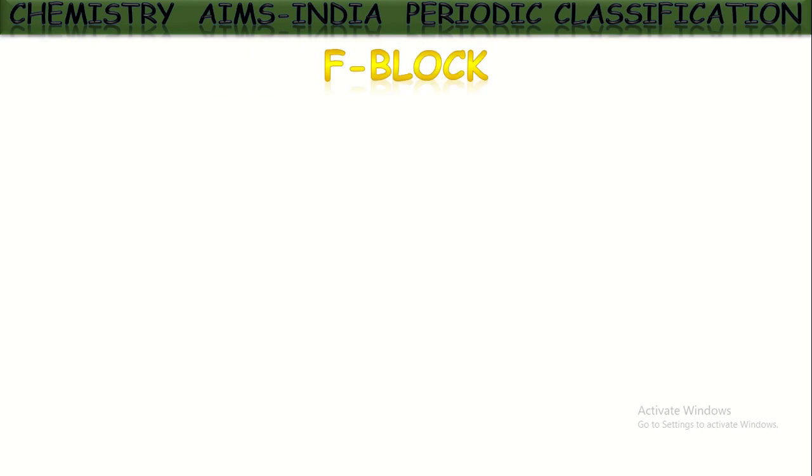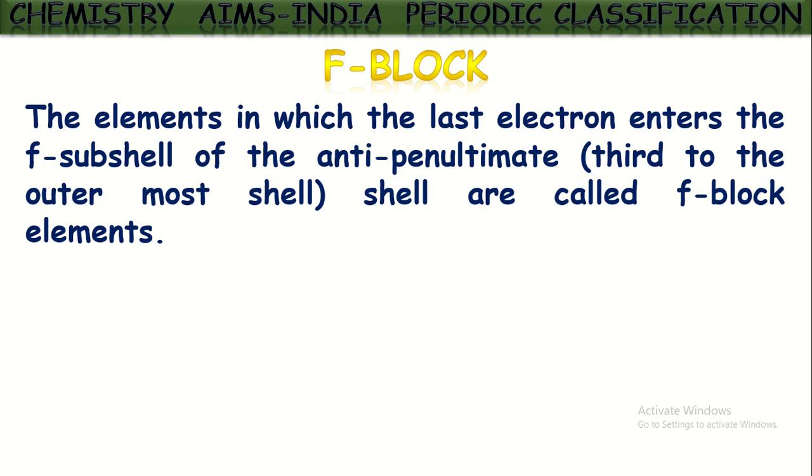Next, f block elements. The elements in which the last or differentiating electron enters into the f subshell of the anti-penultimate shell are called f block elements. Here is one more new word, anti-penultimate. In the d block elements, we said penultimate shell. The elements for which the last electron enters the d subshell of the penultimate shell are called d block elements. In the same way, we use one more word, anti-penultimate shell, that means the last but two shell.